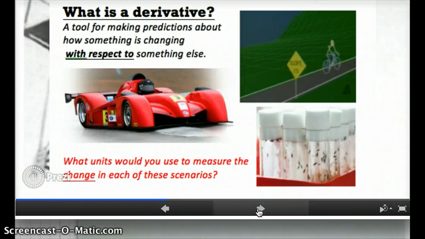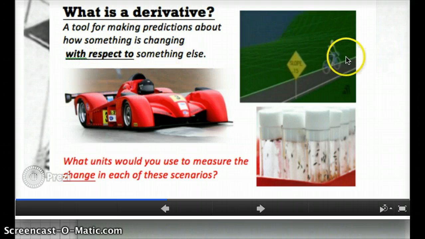You should remember from class that a derivative is basically a tool for making predictions about change, but we need to be very precise. It's not just any old change. It's how one thing is changing with respect to something else.